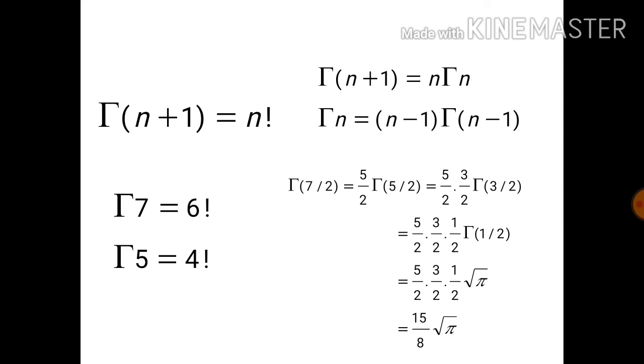Gamma of n plus 1 is equal to n factorial. Gamma of 7 means 6 factorial, gamma of 5 means 4 factorial, that means subtract 1. Gamma of n plus 1 is equal to n gamma of n, which means gamma of n is equal to n minus 1 into gamma of n minus 1. Suppose we have to find gamma of 7 by 2. Subtract 1: 5 by 2 gamma of 5 by 2. Then again subtract 1: 3 by 2 gamma of 3 by 2. Then again subtract 1: 1 by 2 gamma of 1 by 2. You know gamma of 1 by 2 is root pi. The answer is 15 root pi by 8.